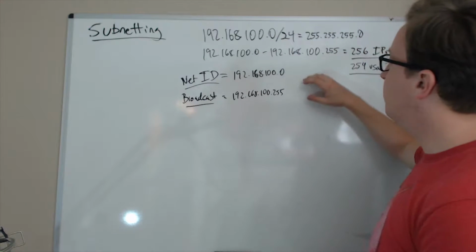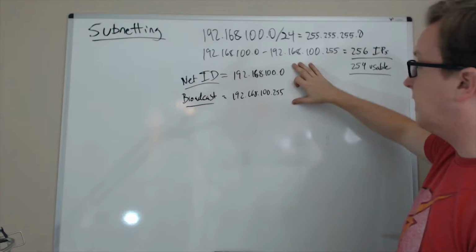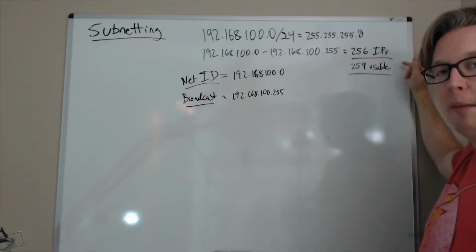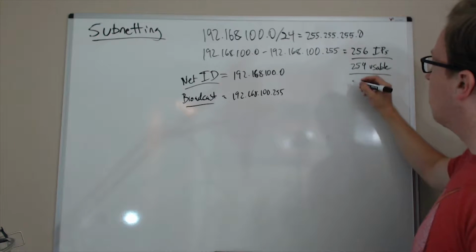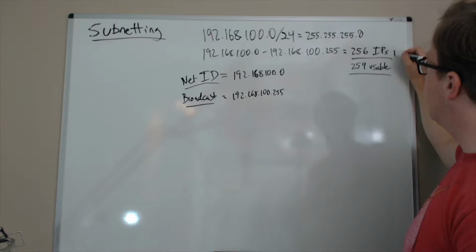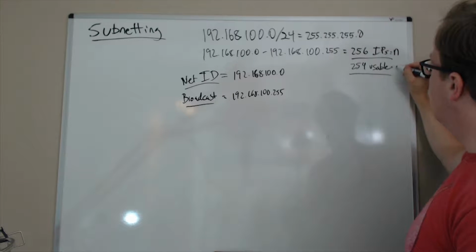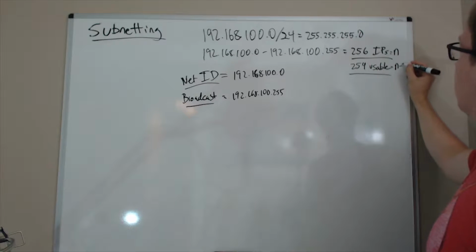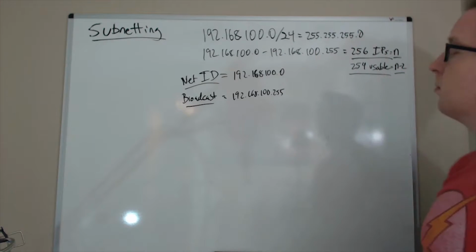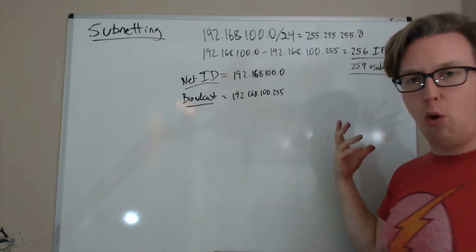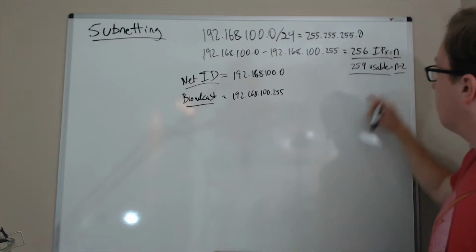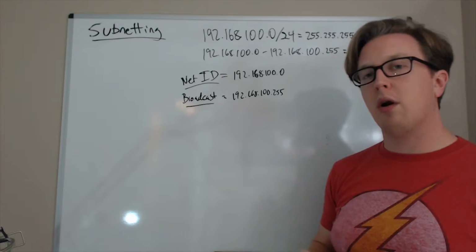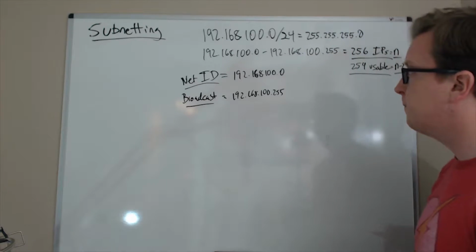So that's an important thing to keep in mind: the number of IPs on the network versus the number of usable IPs on the network. Let's call this n. The usable count is always n minus 2. You might have seen that formula before, but it's important to note the difference between the number of IPs on a network and the number of usable IPs on a network.